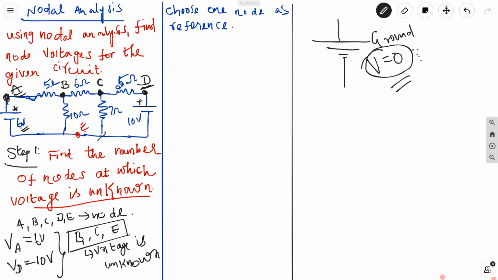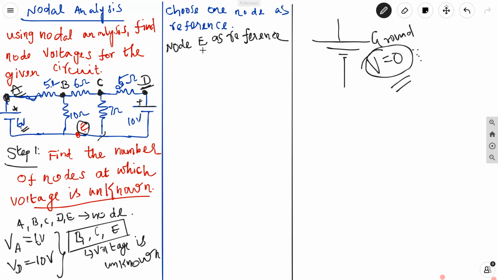Now, for this case, let us see, we have 3 unknown nodes B, C, E, and in that, E connects a lot of elements, right? It is connecting 4 elements: 6 volt, 10 ohm, 7 ohm, and 10 volt. So I'll go with E as the reference. Better you always follow this way: always choose the down node as the reference for easy purposes. So in the same way, I'll now choose node E as the reference.